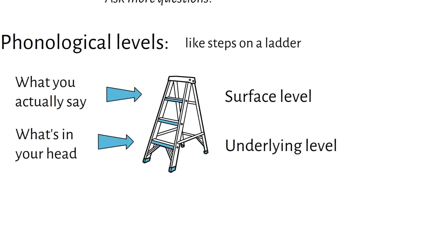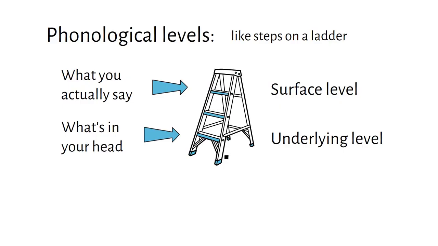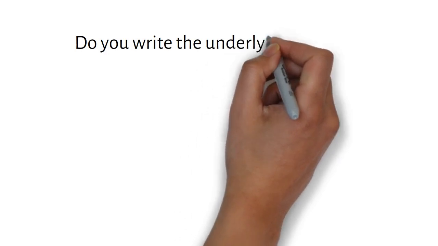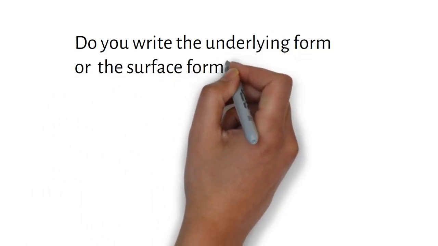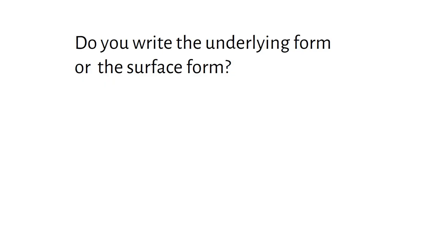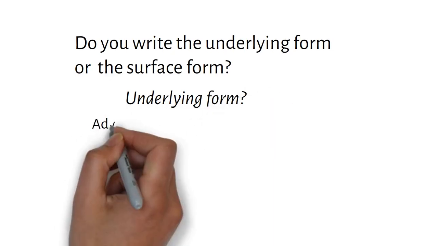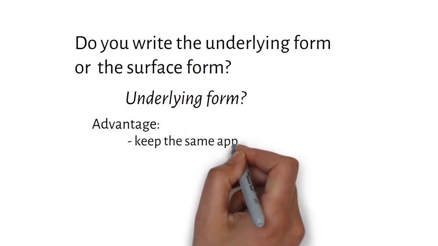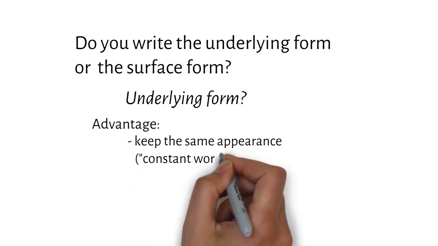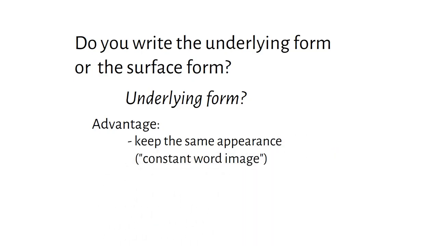Okay, it's helpful to think about an underlying form, what's in our heads, and a surface form, how we actually say it. So, which one do we write in our orthography? Let's think about the advantages and disadvantages for each choice. If we write the underlying form, an advantage is that we keep the same appearance all the time. This is sometimes called constant word image. The reader can recognize it quickly.